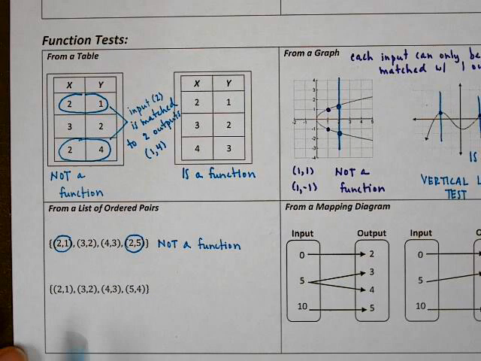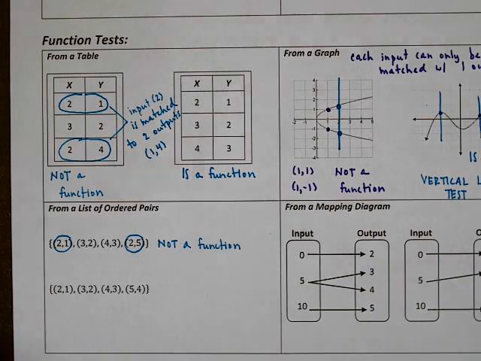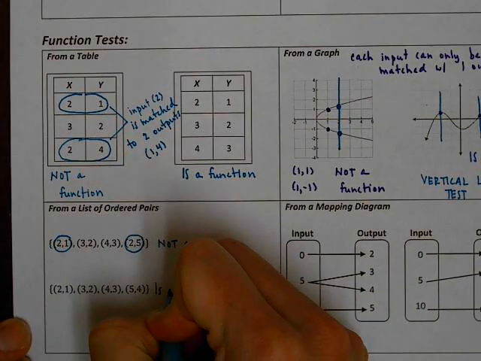In my next example, my input 2 is matched with 1, 3 is matched with 2, 4 is matched with 3, and 5 is matched with 4. I don't have any single input that's matched with two different outputs, so this one's okay. This is a function.